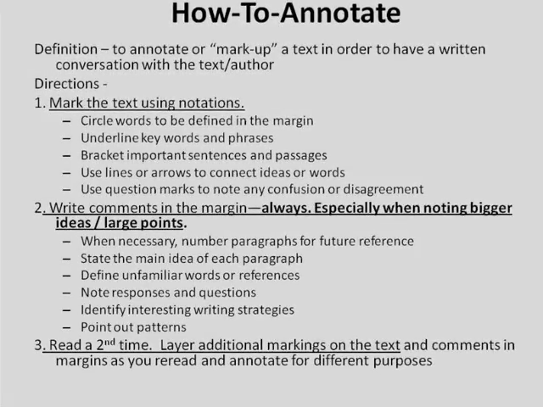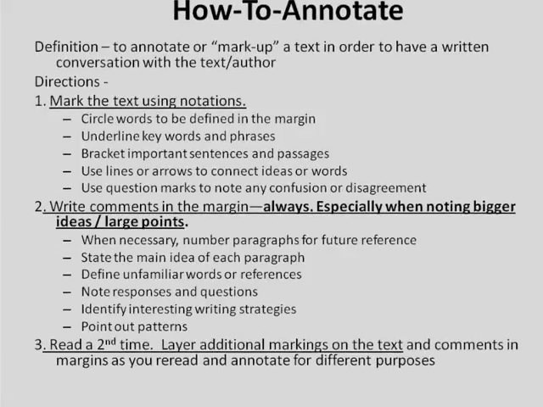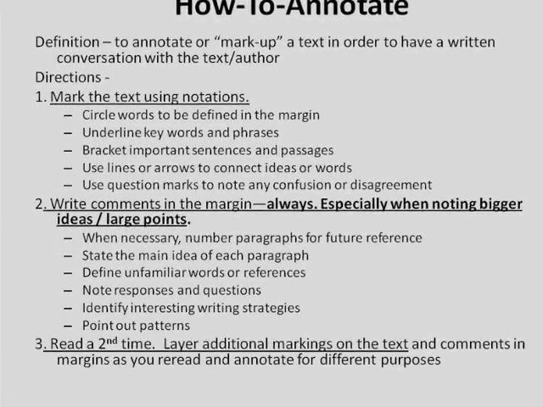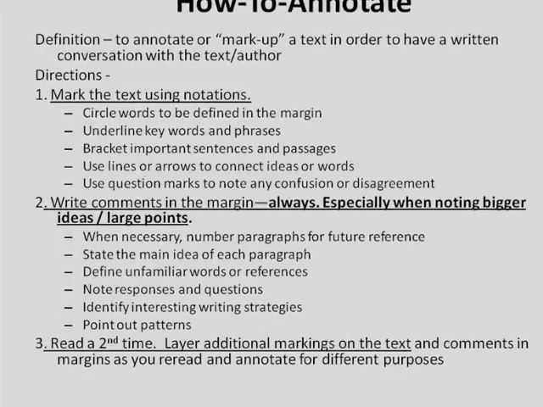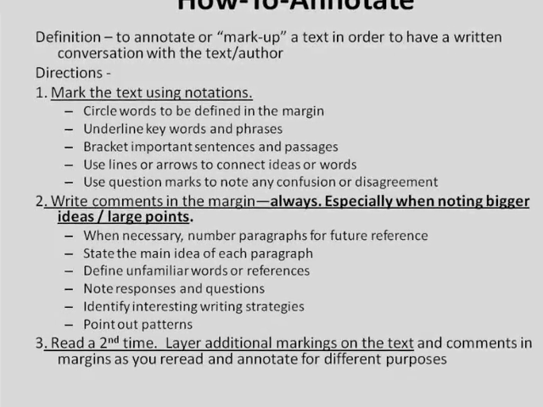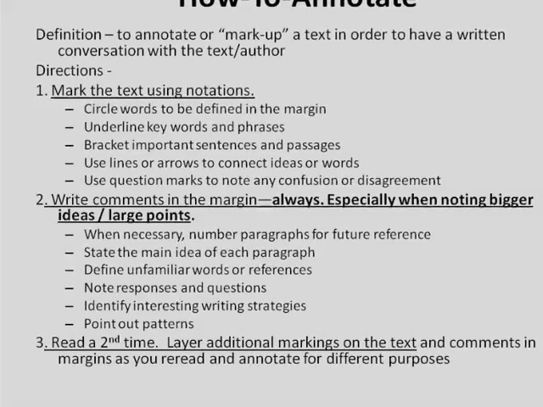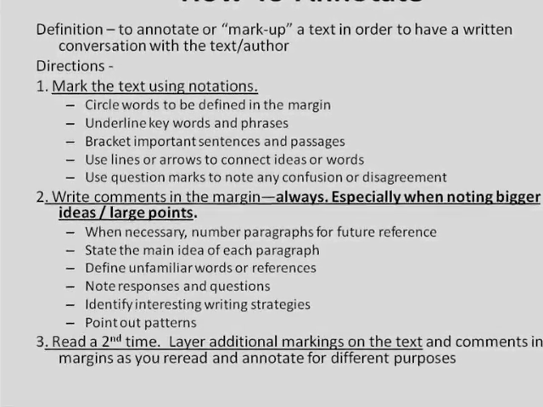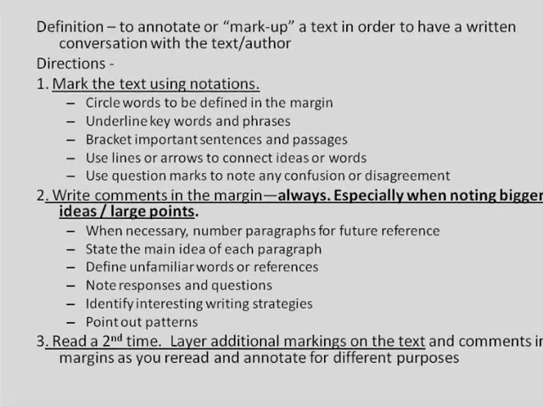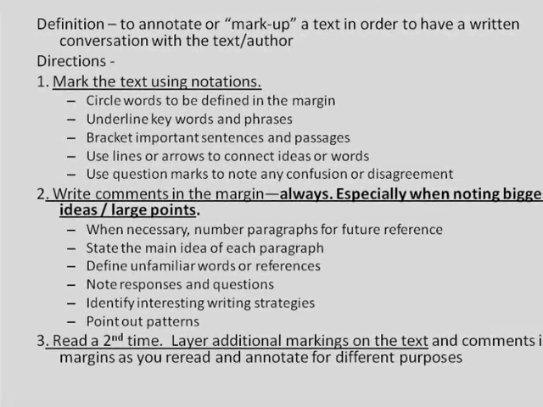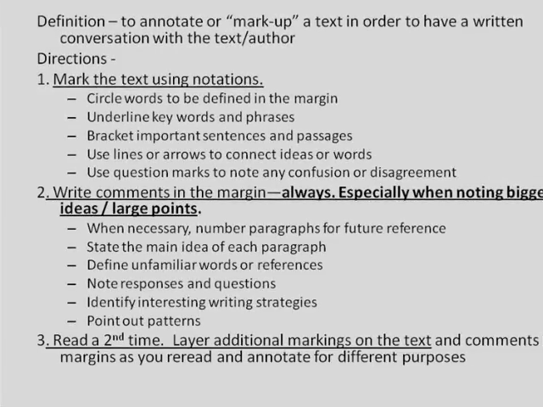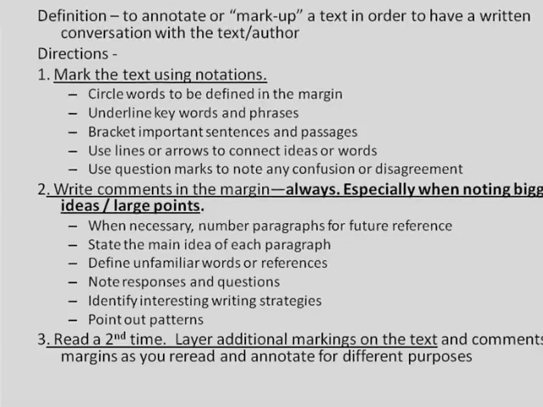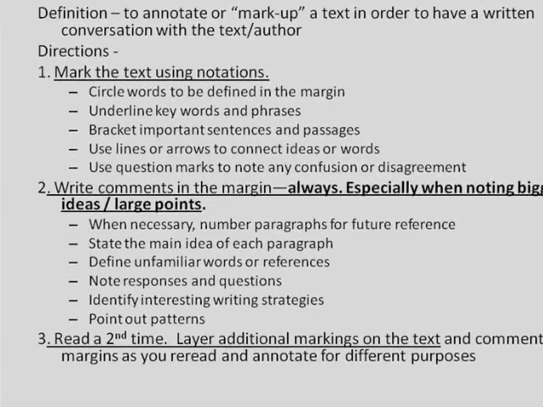Okay, so first, when I'm marking up a text, I'm going to circle words that I don't know. I'm going to underline words that I think are especially powerful. I'm going to put brackets around sections or passages that I really like the style of or the flow of, or I think have a specific meaning. I use lines and arrows to connect back to something previously said or done, or question marks if I don't get it. Those question marks become really important because in classroom discussions then you can look at your question marks and know what you wanted to ask about and remind yourself of that kind of stuff.